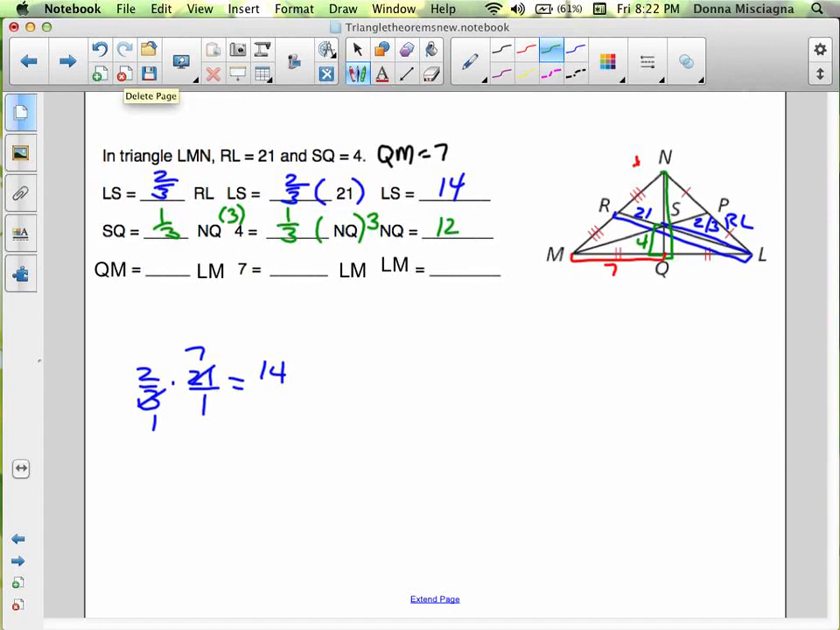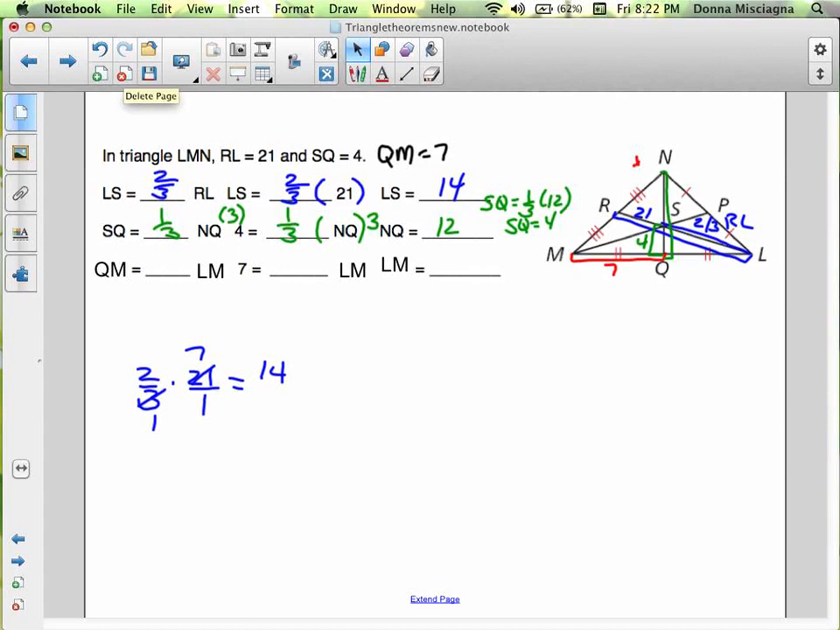Right? And it's not a bad idea to think backwards. So if NQ is 12, SQ is supposed to be 1/3 of 12. 1/3 times 12, that's 4. And yes, that checks out. So not a bad idea on a formative or benchmark.